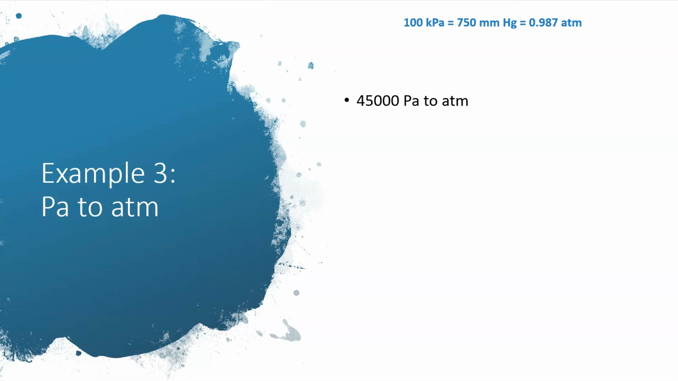Example number 3, this time we're going from pascals to atmospheres. This requires us to remember the metric conversions in the first place. So remembering that to go from pascals to kilopascals, I'm going from a smaller unit to a larger, and in metric, kilo is 1,000, so I'm going to take 45,000 divide by 1,000, and I'm going to get my number of kilopascals, which is going to be 45 kPa.